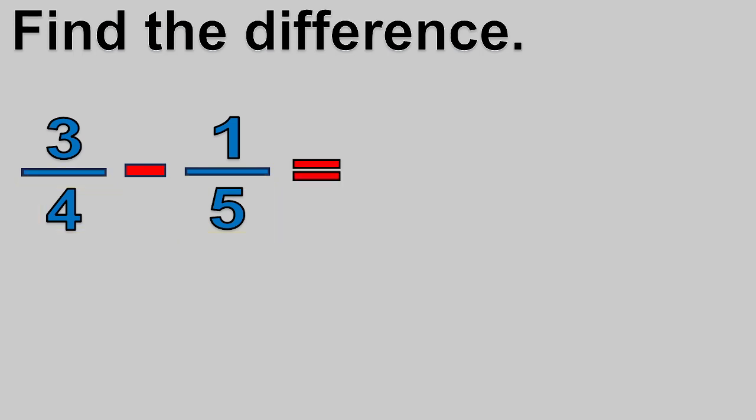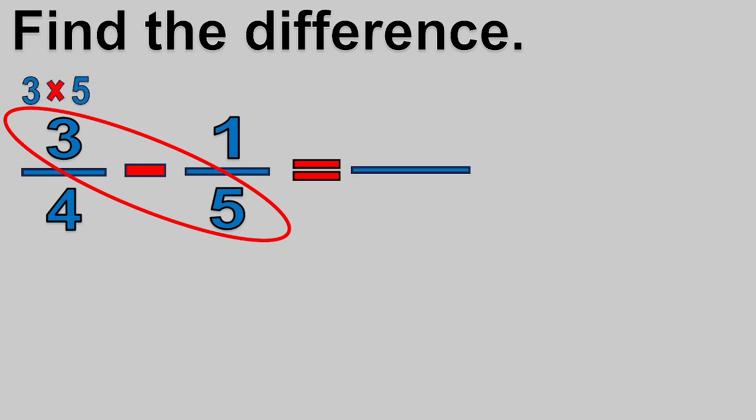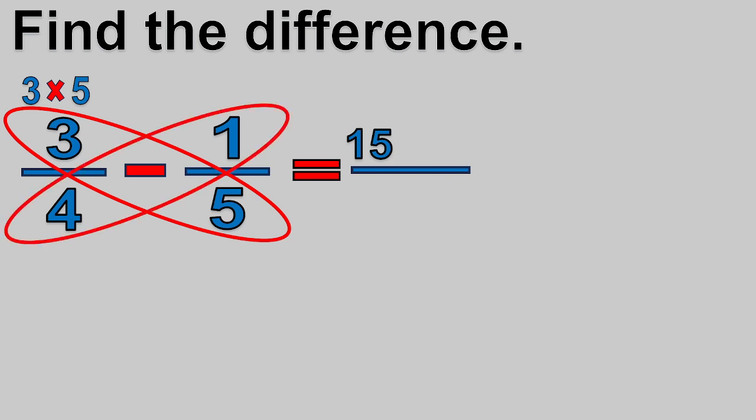First, multiply the numerators and denominators diagonally. We have 3 times 5 equals 15. Next, 4 times 1 equals 4. Next, multiply the two denominators. We have here 4 times 5. So 4 times 5 equals 20.